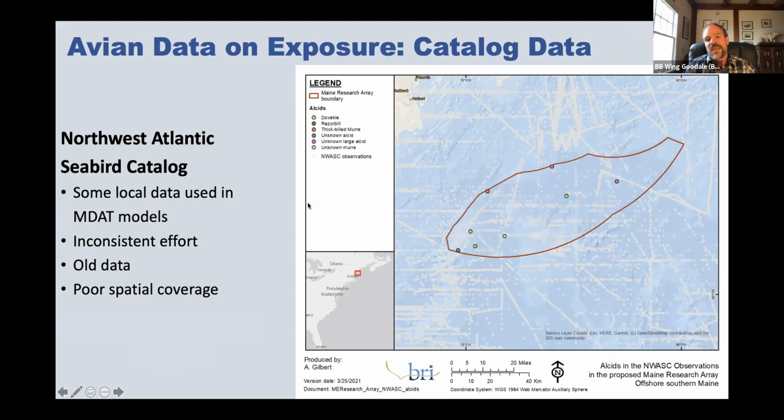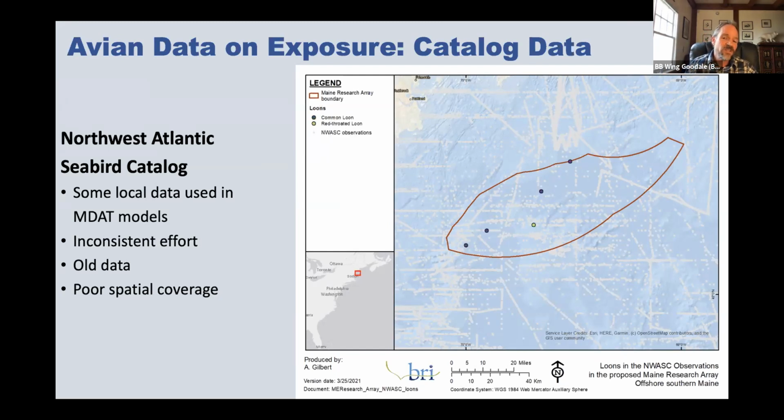So as you drill into this data a little bit and ask what it can tell us about our alcids, our auks, well, we've got a couple there. What can this tell us? It's that they're present. That's just about it. Can we use this to help us understand different spatial use of this area? We just don't have enough information. And again, that's why we'll rely upon the MDAT models.